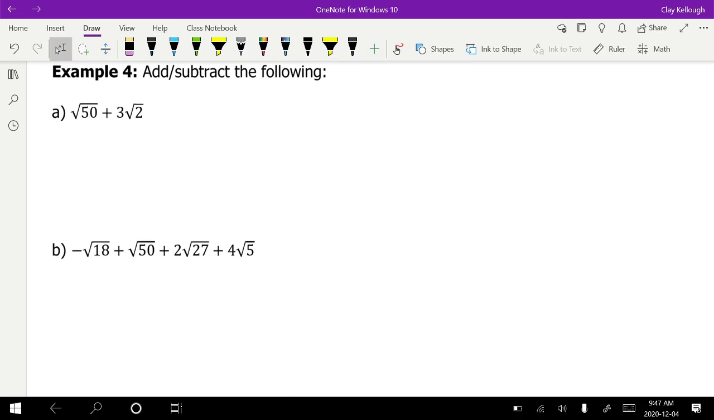Can everybody go to example 4? Adding and subtracting. All right. Add the following. Well, right now I can't. You know why I can't? Because they're not like terms.